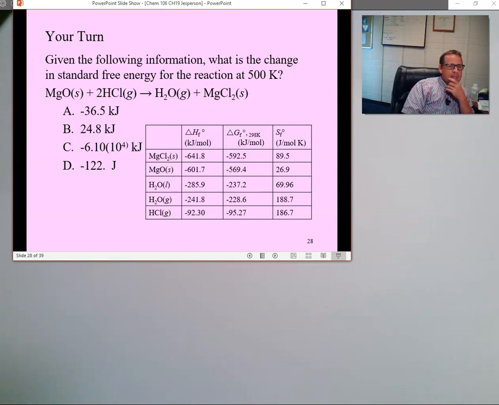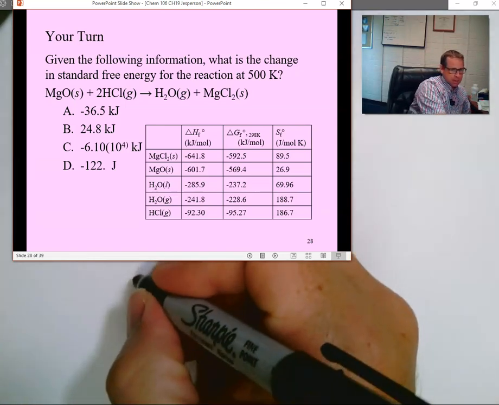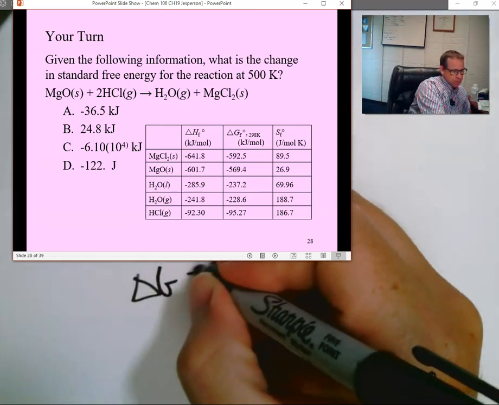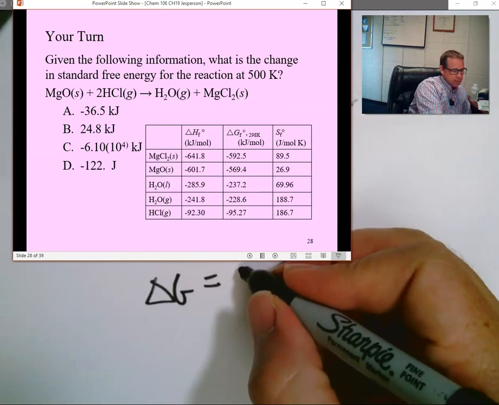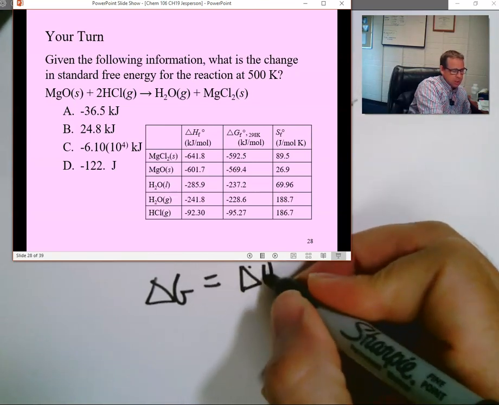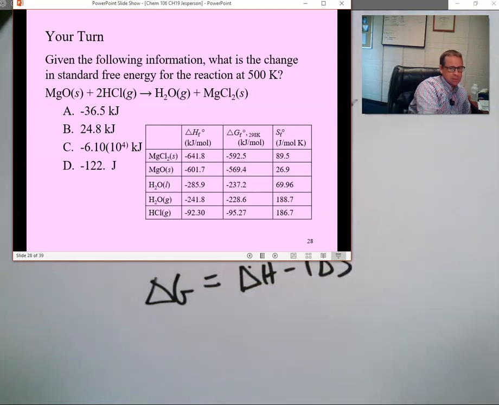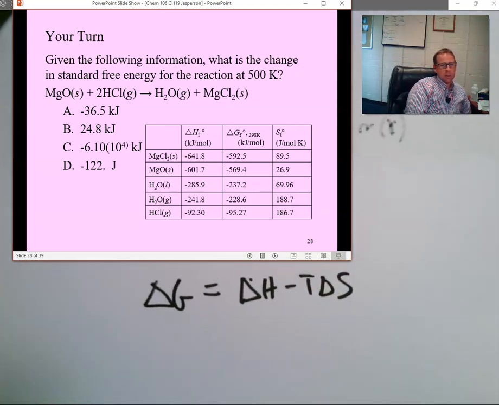All right. So we're trying to find out what the Gibbs free energy is, right? Delta G. We'll have this information kind of provided for us. Delta G equals delta H minus T delta S. What can I do to identify the delta G for this reaction?